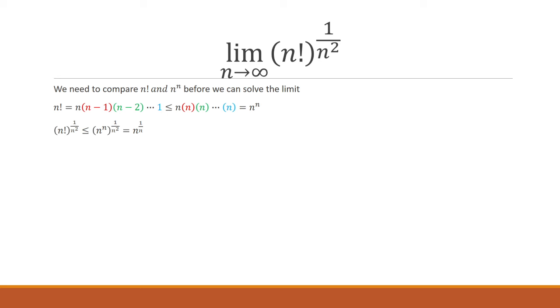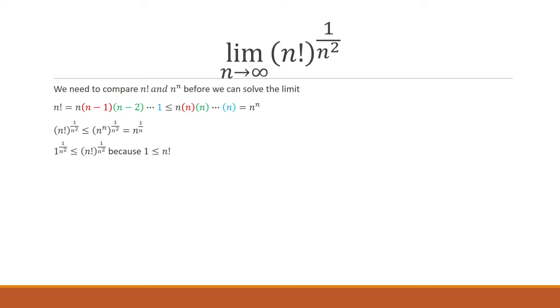Next, we're going to make that substitution. So we know that we're going to leave 1 over n squared as the same exponent, but because n to the n is bigger than n factorial, we know that n to the n raised to the 1 over n squared power is bigger than n factorial raised to the 1 over n squared power. And I can simplify n to the n to the 1 over n squared power as just n to the 1 over n power. So that would be an upper bound.